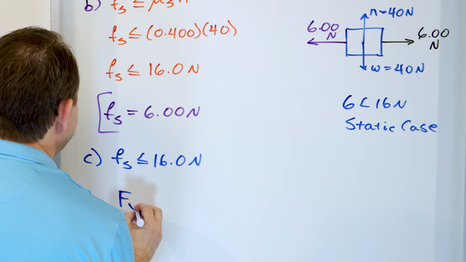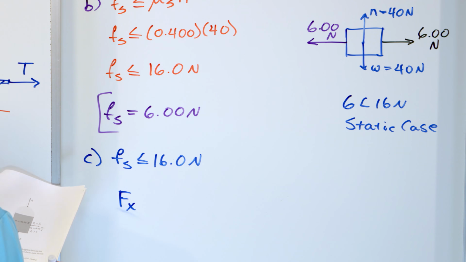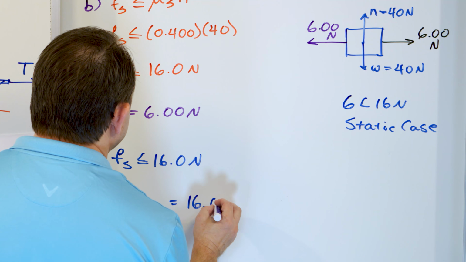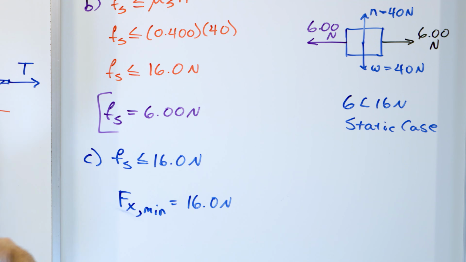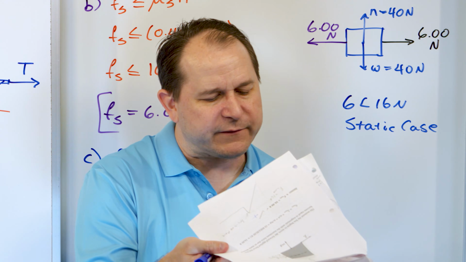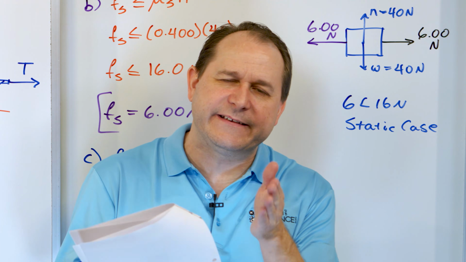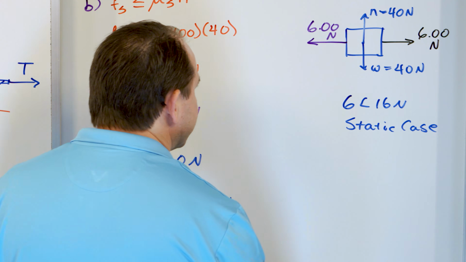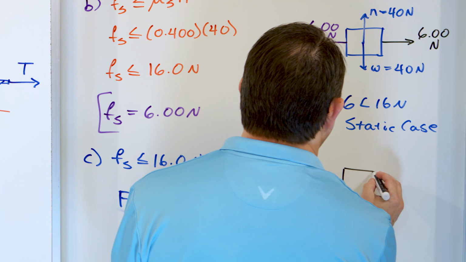The capital F in the x direction, the pull force that I'm pulling to the right, at a minimum must be equal to 16 newtons, because that is the maximum frictional force. The question was, what is the minimum amount of force needed to be applied? So anything 16 newtons or higher, the box will slide, right? Because in that case, and we'll draw a quick little picture here, right?